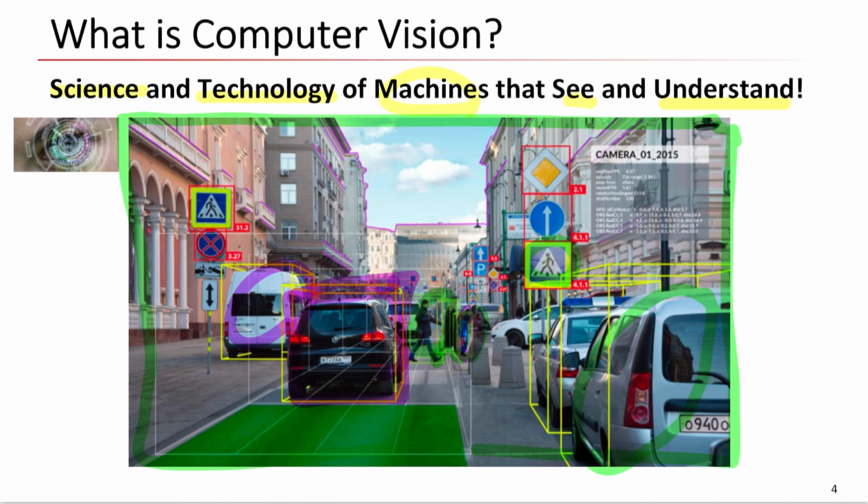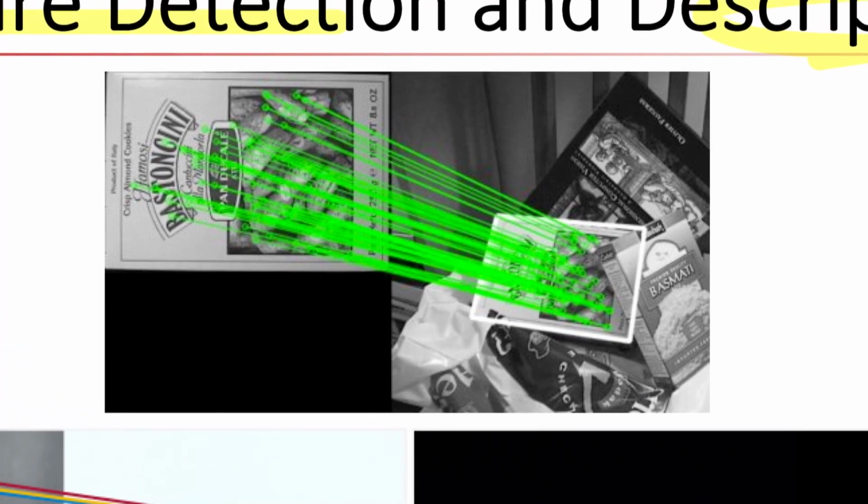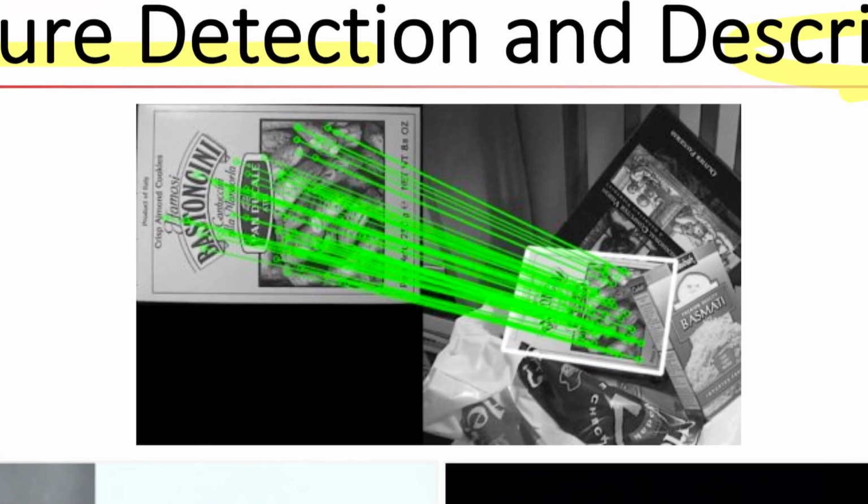So to this end, there are so many applications and research fields in the computer vision field. Okay, so let's start. First of all, I start with local feature detection and local description. So what does it mean? As you can see here, there are two images. This is the query image, and this is the reference image.